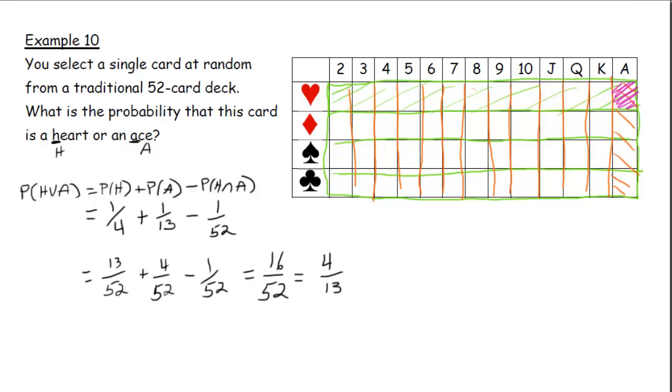Or if we have our sample space written out, we can just count in how many boxes was I either a heart or an ace. Well, that's going to be 1, 2, 3, 4, 5, 6, 7, 8, 9, 10, 11, 12, 13, 14, 15, 16 out of my 52 options.